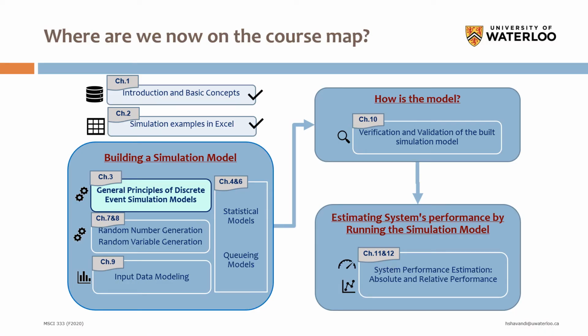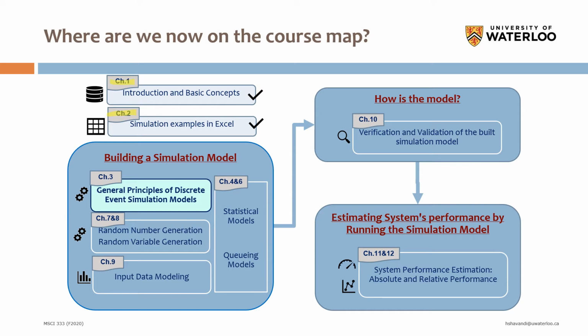So let's see where we are now on the course map. As you see here, we are done with the first two chapters. In chapter 1, we had the basic concepts and definitions in simulation. And in chapter 2, we had several examples that we implemented in Excel. So we had a Monte Carlo simulation and also discrete event simulation examples that we formulated in Excel.